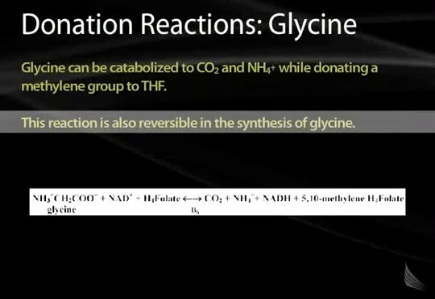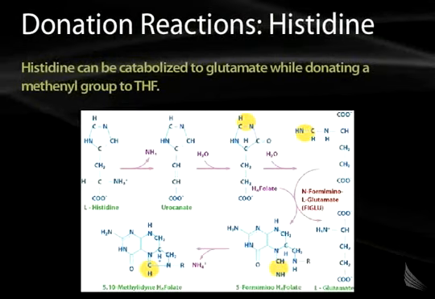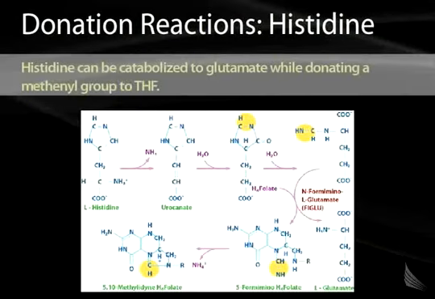We can use it to take ammonium ion, carbon dioxide, and methyl tetrahydrofolate to form glycine, and glycine then can be converted to serine. So it's a reversible process. Another donor is histidine. In the catabolic pathway of histidine, there's a donation of a methynyl group to tetrahydrofolate. The result is the formation of glutamate in the degradation of histidine.